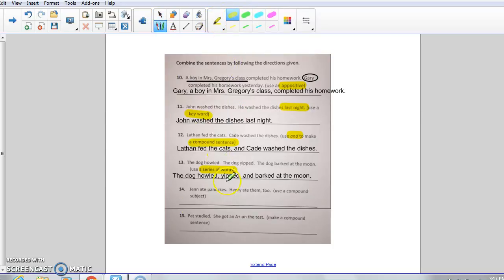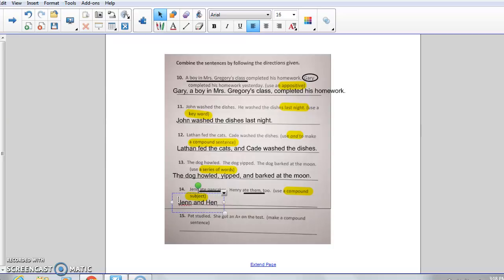Number 14. Jen ate pancakes. Henry ate them too. Use a compound subject. And that makes sense because we have them both doing the same thing. They are both eating pancakes. So we can combine it into a sentence with a compound subject. And it will make perfect sense. Jen, I misspelled your name. And Henry ate pancakes. Very simple. Don't need all the extra words. Two subjects doing the same thing.